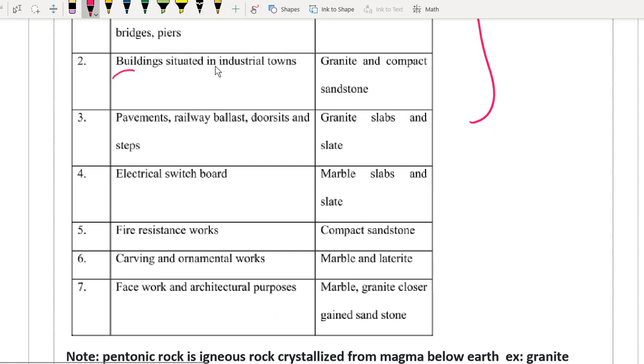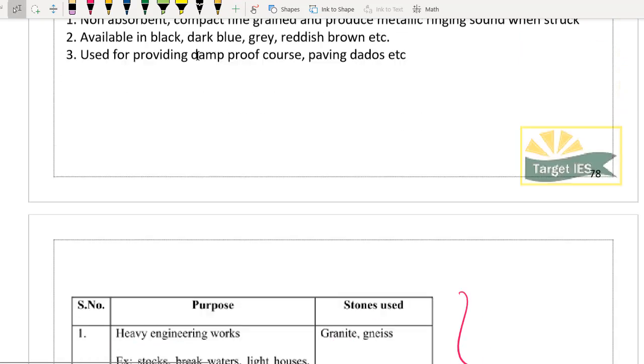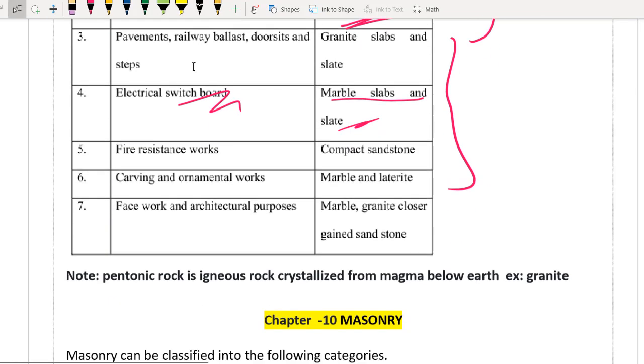For example, buildings situated in industrial towns will be going for granite and compact sandstone, like that I have given it. Electrical switchboards, generally they will be made up of marble slabs and slate. So like that I have given. If you remember, it's good. If you don't, it doesn't matter. Okay, so at least read up to here, that is enough. You will be more than perfect.